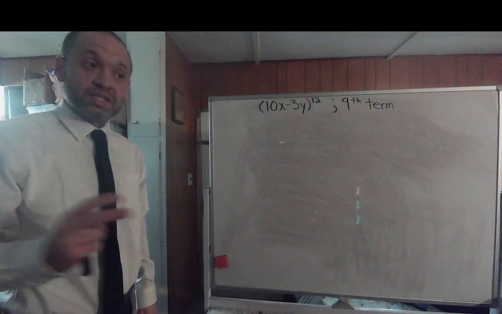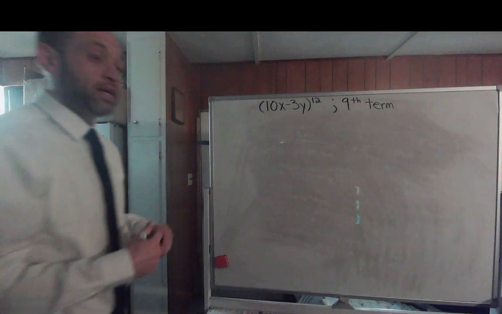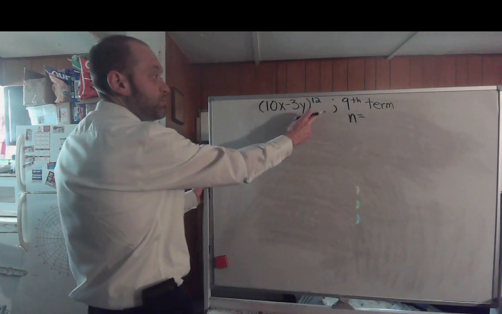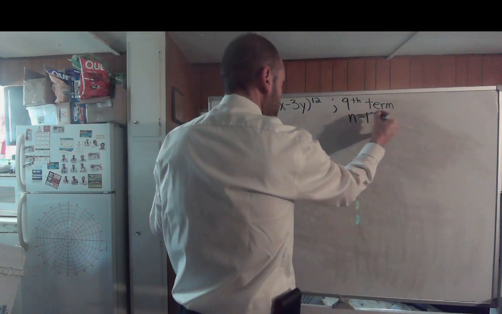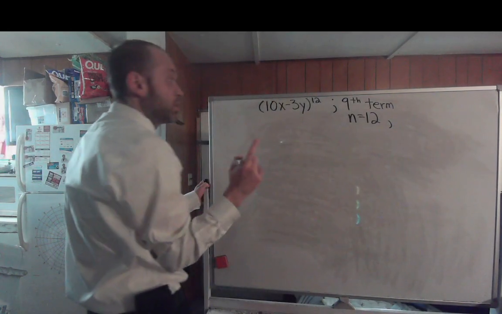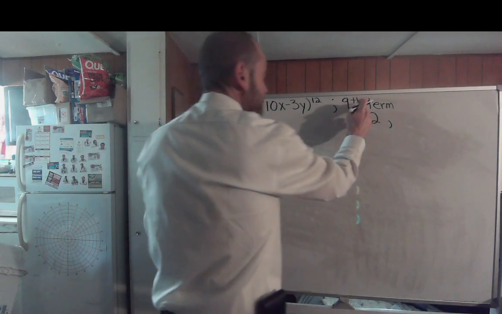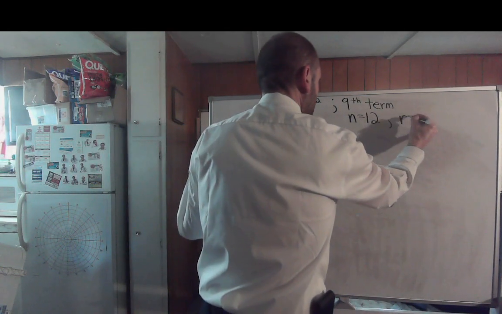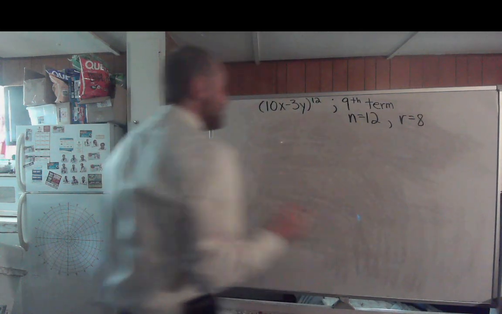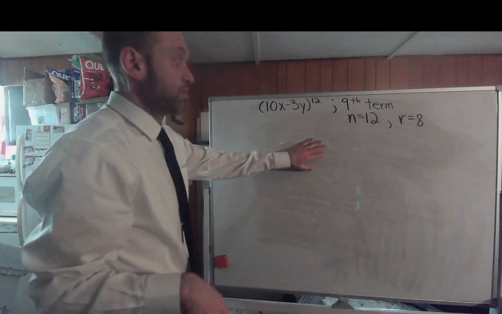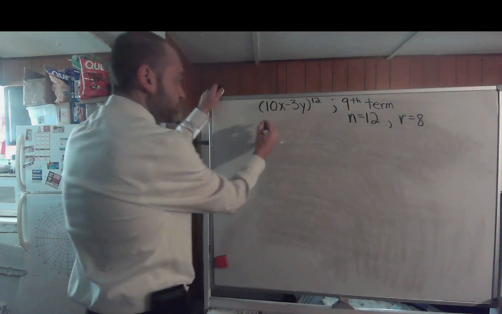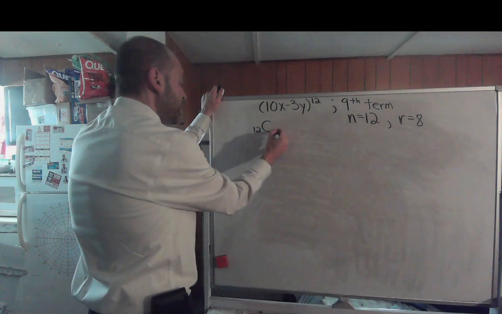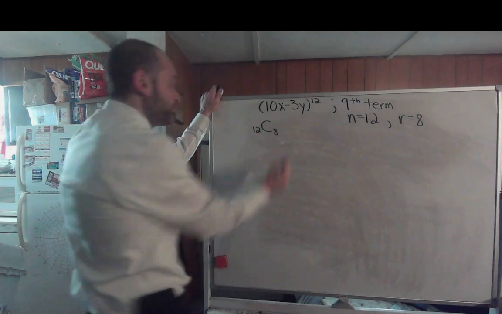Well, first, once again, we need two pieces of information. We need our n, which is always the power that the binomial's raised to. That's the 12th power. Your r is always one less than the term you desire to seek. So if we're going for the ninth term, that means r has to be 8. Now that we have those, we can start by finding the initial coefficient, which would be the combination of those 12 things, 8 at a time.